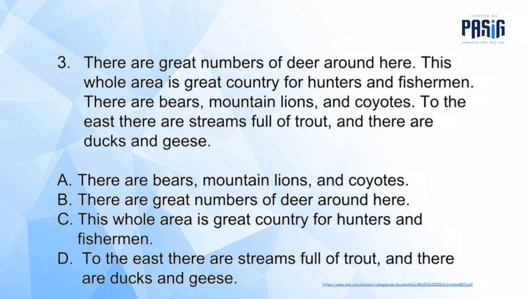Number 3. There are great numbers of deer around here. This whole area is great country for hunters and fishermen. There are bears, mountain lions, and coyotes. To the east, there are streams full of trout, and there are ducks and geese. Which statement best expresses the main idea? Is it letter A? There are bears, mountain lions, and coyotes. Letter B. There are great numbers of deer around here. Or letter C. This whole area is great country for hunters and fishermen. Or letter D. To the east, there are streams full of trout, and there are ducks and geese.